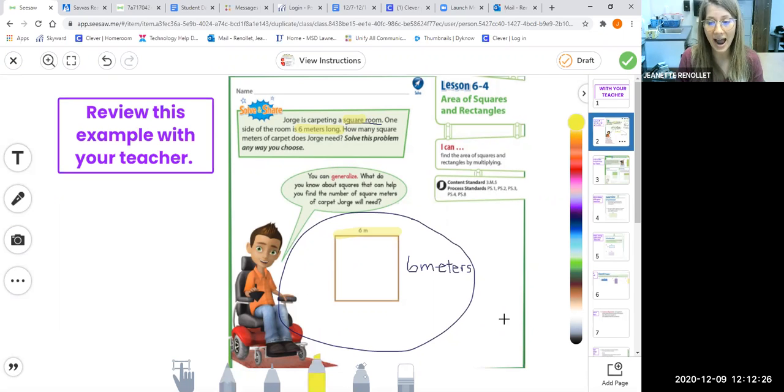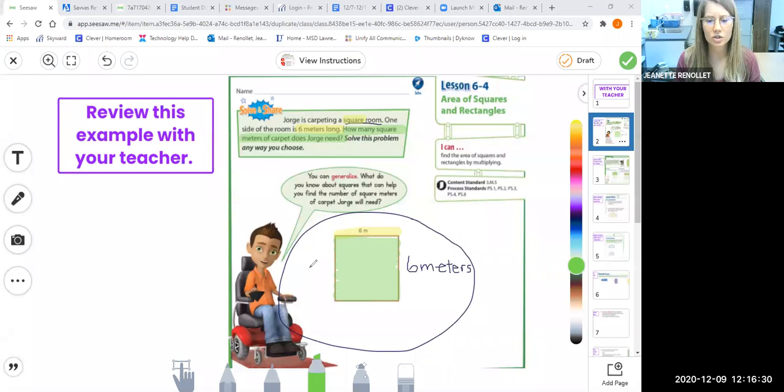My question asks, how many square meters of carpet does Jorge need? He needs to cover his room with carpet. He needs to know how many square meters of carpet he needs. I'm going to send you to a breakout room. You're going to talk about slide 2 and share with your group how many square meters of carpet Jorge needs.